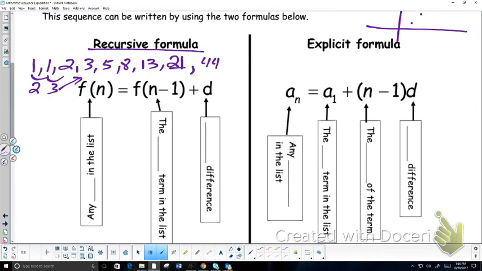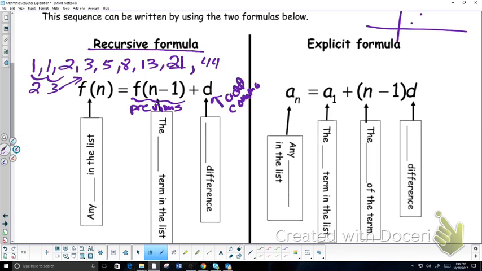It always has to have the previous. So for example, this part of our equation right here is actually saying take the previous number, and this is saying add the common difference. Okay?